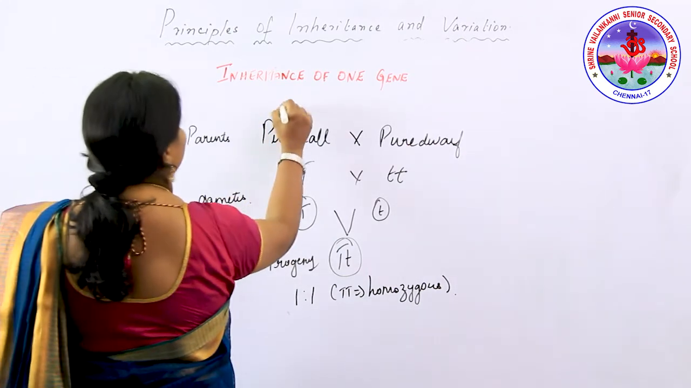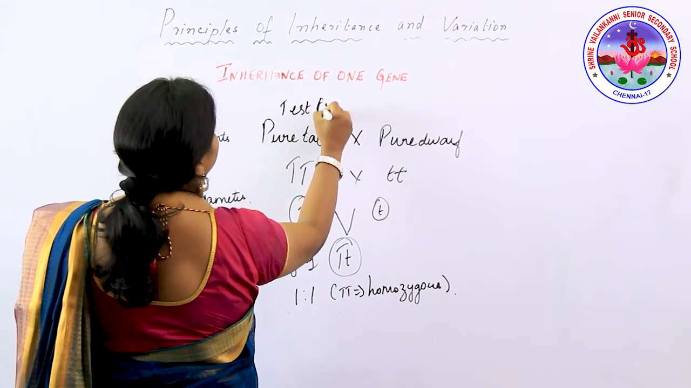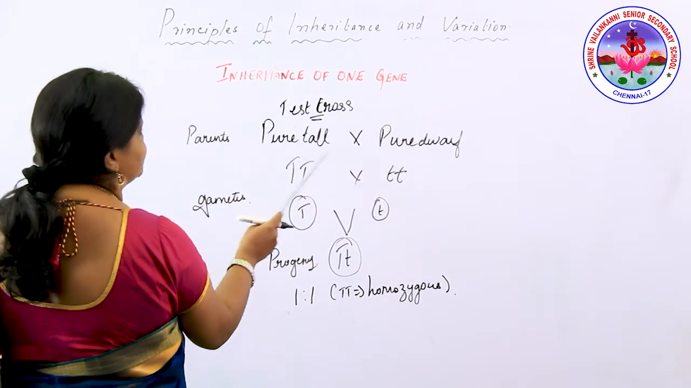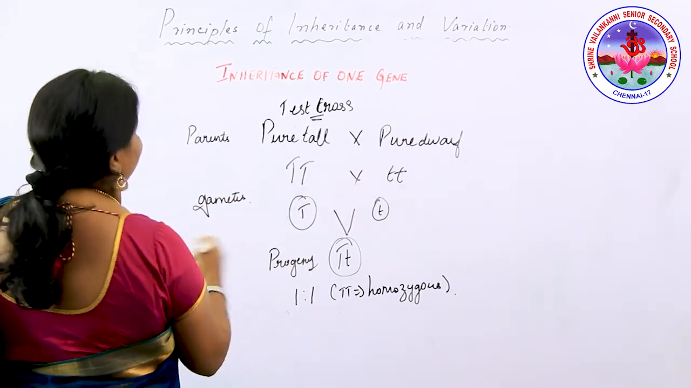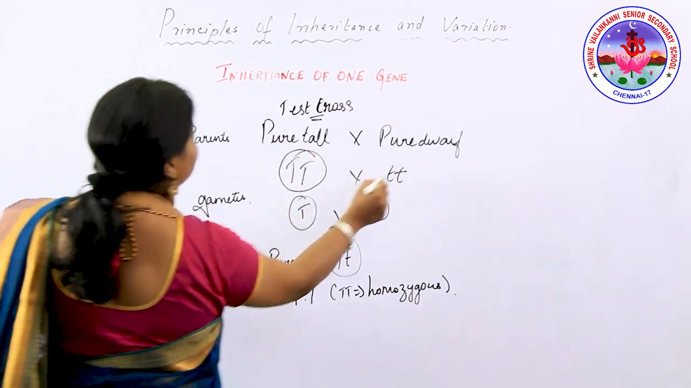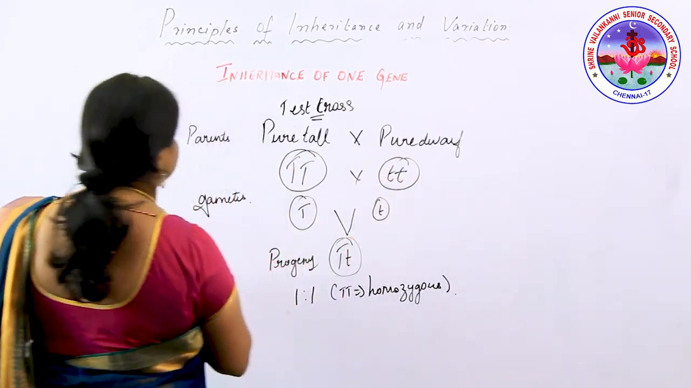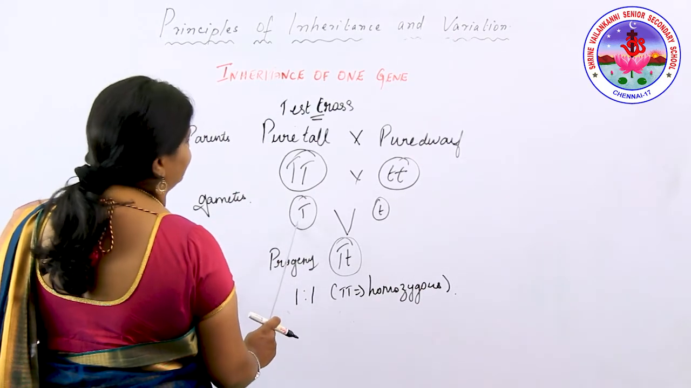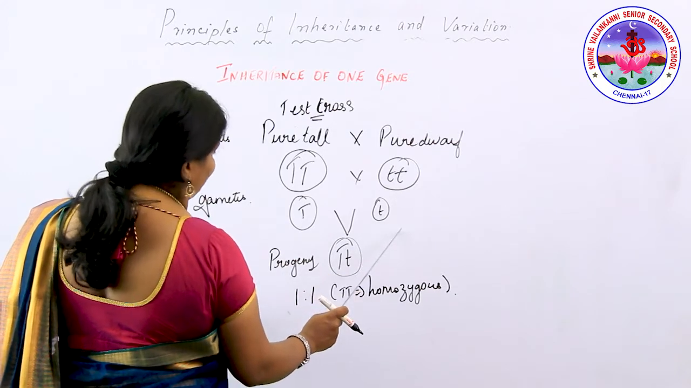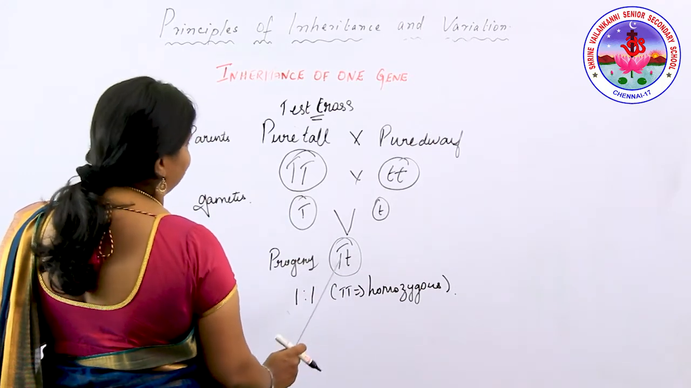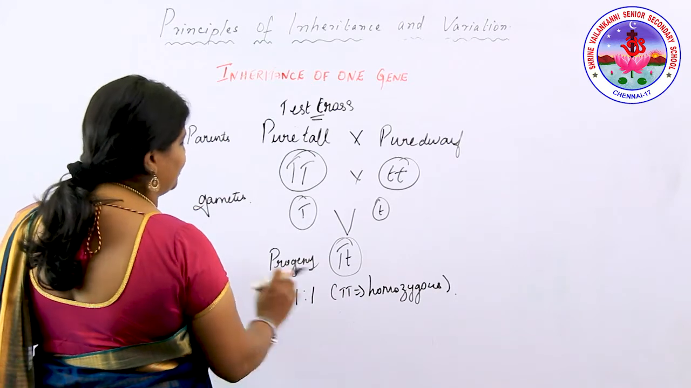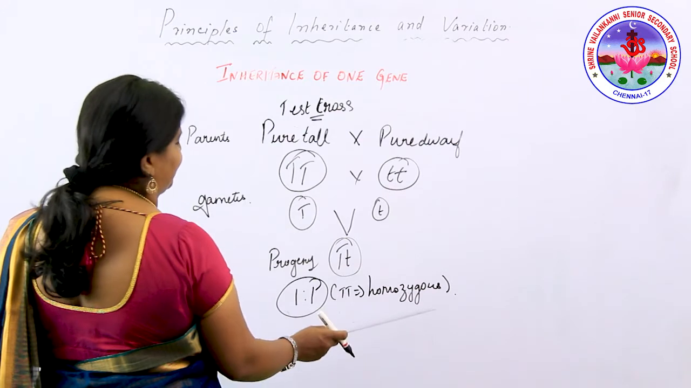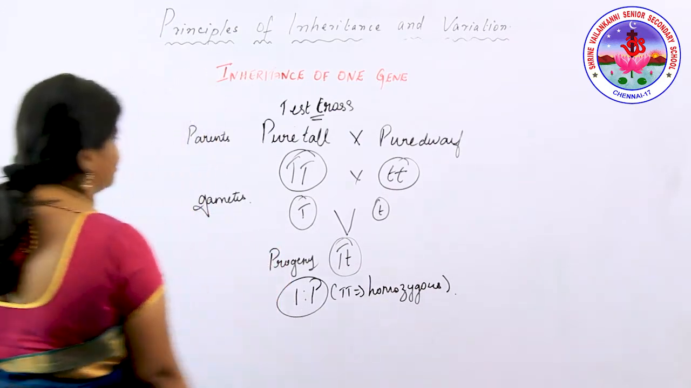So this way the test cross has been done. See, the parents taken into account are pure tall and pure dwarf. The pure tall we will take as capital T, and pure dwarf will be small t. When gamete formation occurs, we take only one character from each. So from here the tall will be T and the dwarf will be small t. The progeny will exhibit capital T and small t. So the monohybrid cross occurs in the ratio 1:1. Okay, so capital T and capital T will be the homozygous condition.